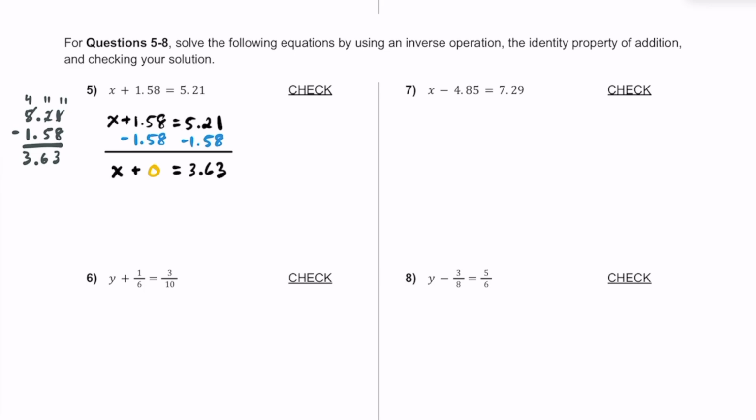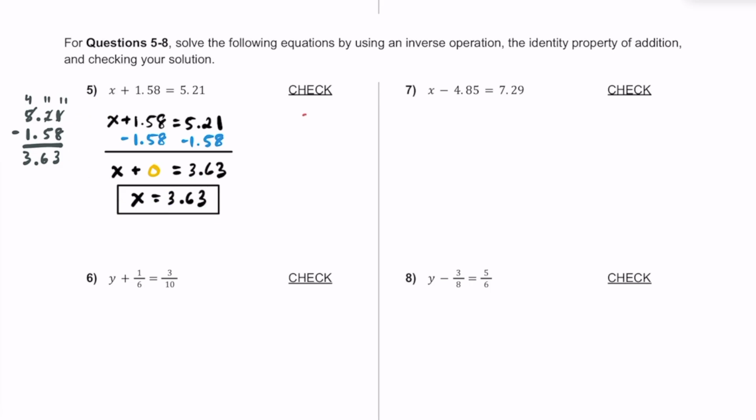Okay, then let's use the identity property of addition, which means you can just drop that 0 because x plus 0 is just x. So x would be equal to 3.63. All right, so we think this would be our solution, but let's check it now by taking our answer here and substituting it in for x to see if this is true. So let's go ahead and check it now.